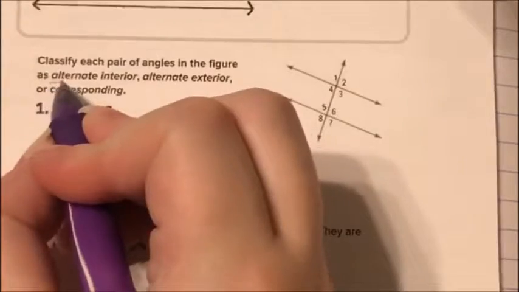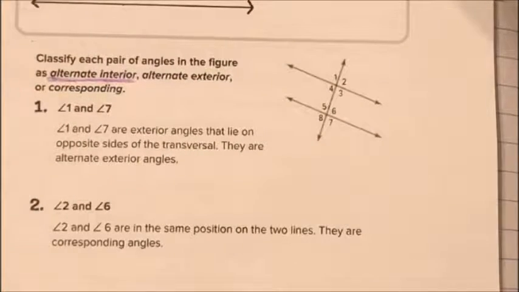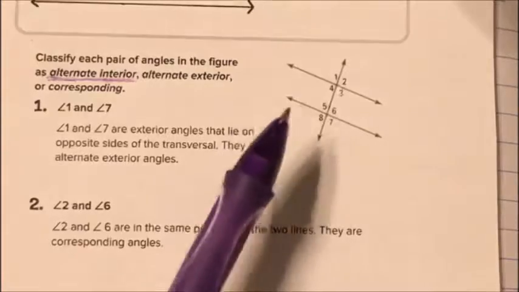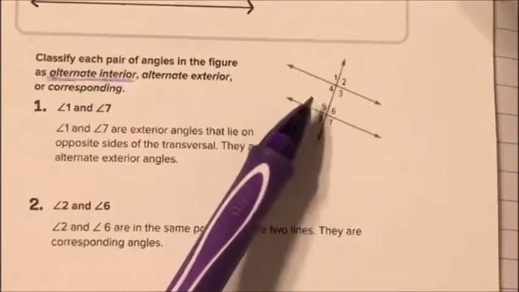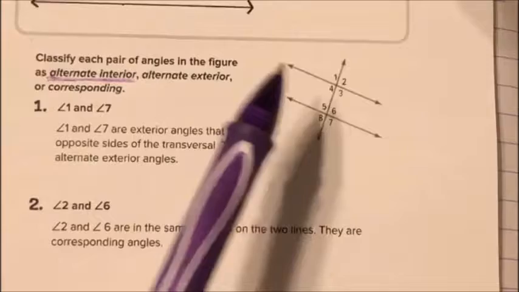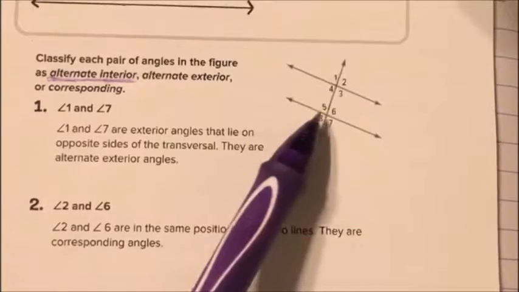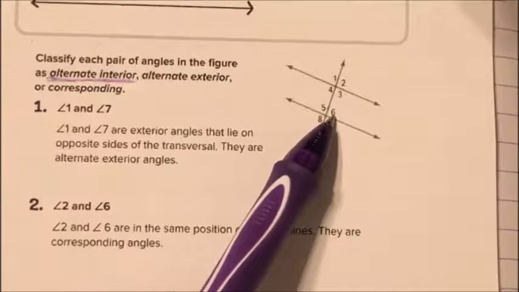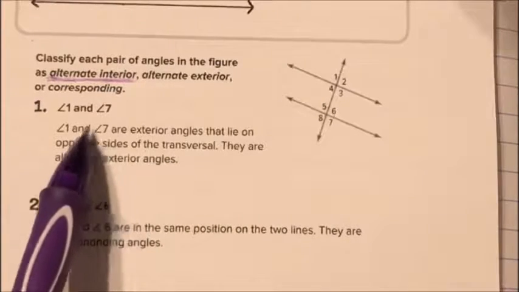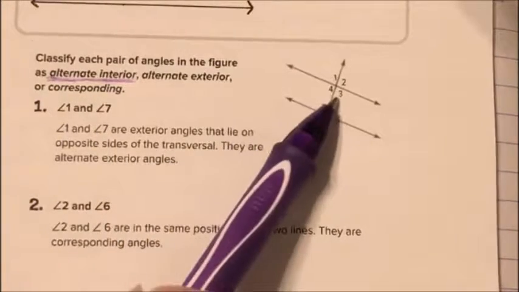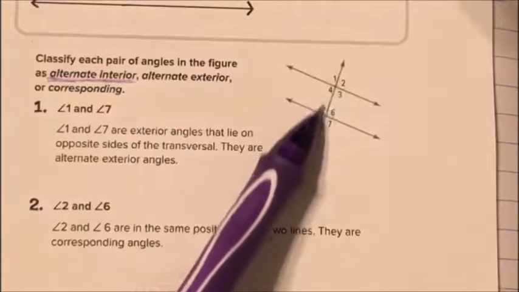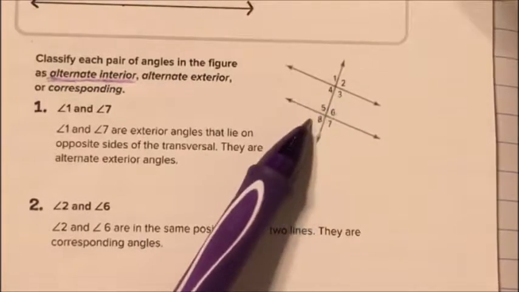are alternate interior angles. Alternate interior angles, okay? So I'm looking at which angles are interior. They're on the inside, okay? So 4 and 3, 5 and 6 are on the inside. So 4 and 6 would be alternate interior angles right there. Same with 3 and 5, okay?